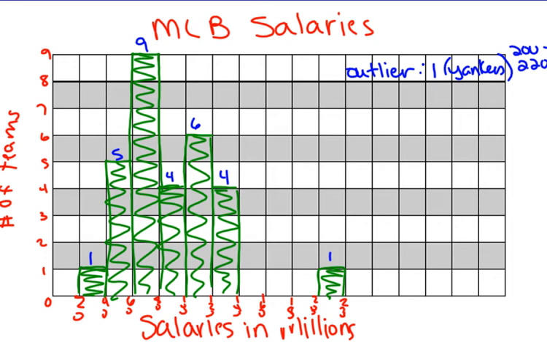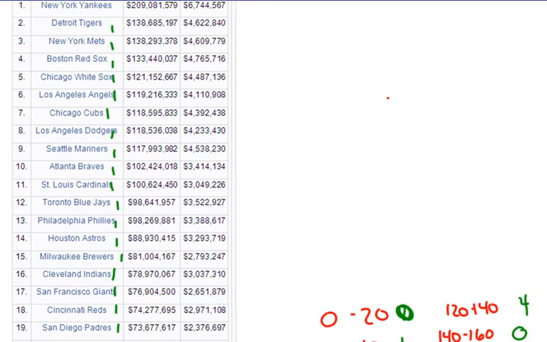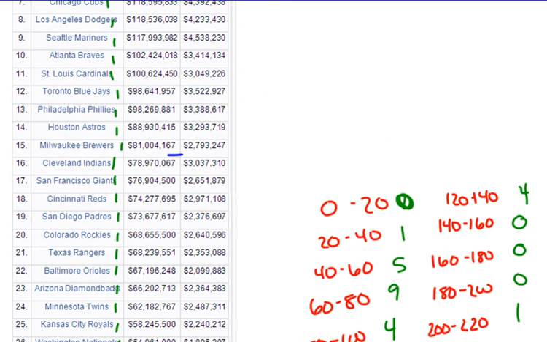And then if I was going to talk about my center, I have a total of 30 teams here. So my center is occurring at 30 divided by 2, so it's my 15th and 16th team. Since these are listed in order, I'm not going to use my histogram for this now because I have the data. I'm going to go back here and look at my 15th and 16th team. Right here, I've got the Brewers and the Cleveland Indians.